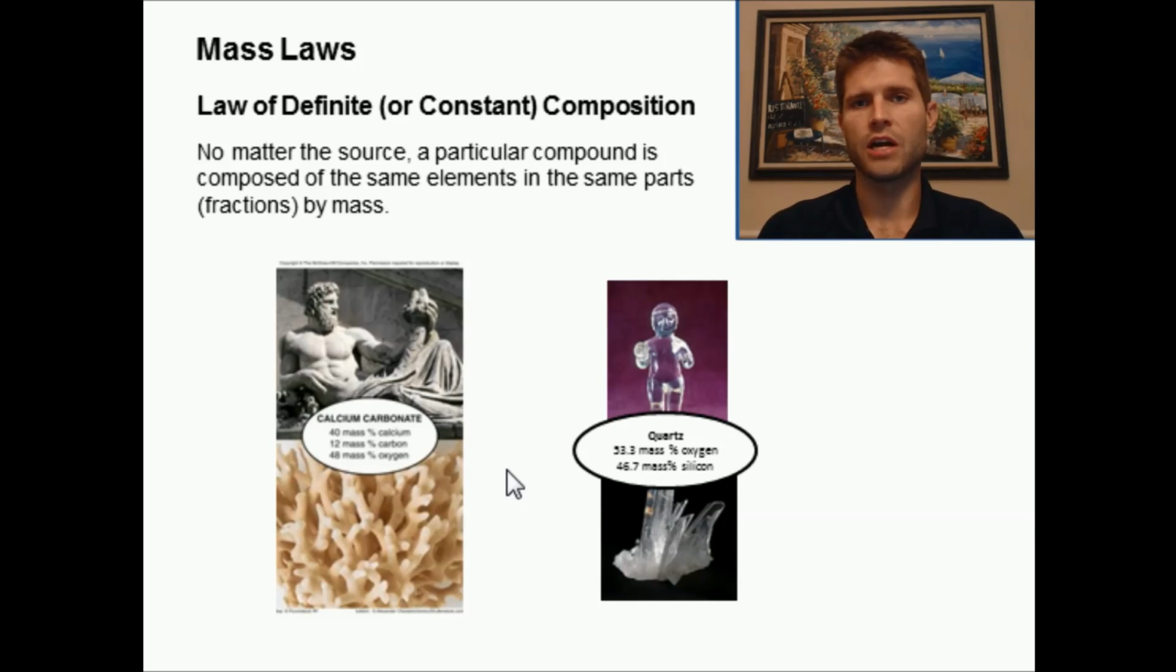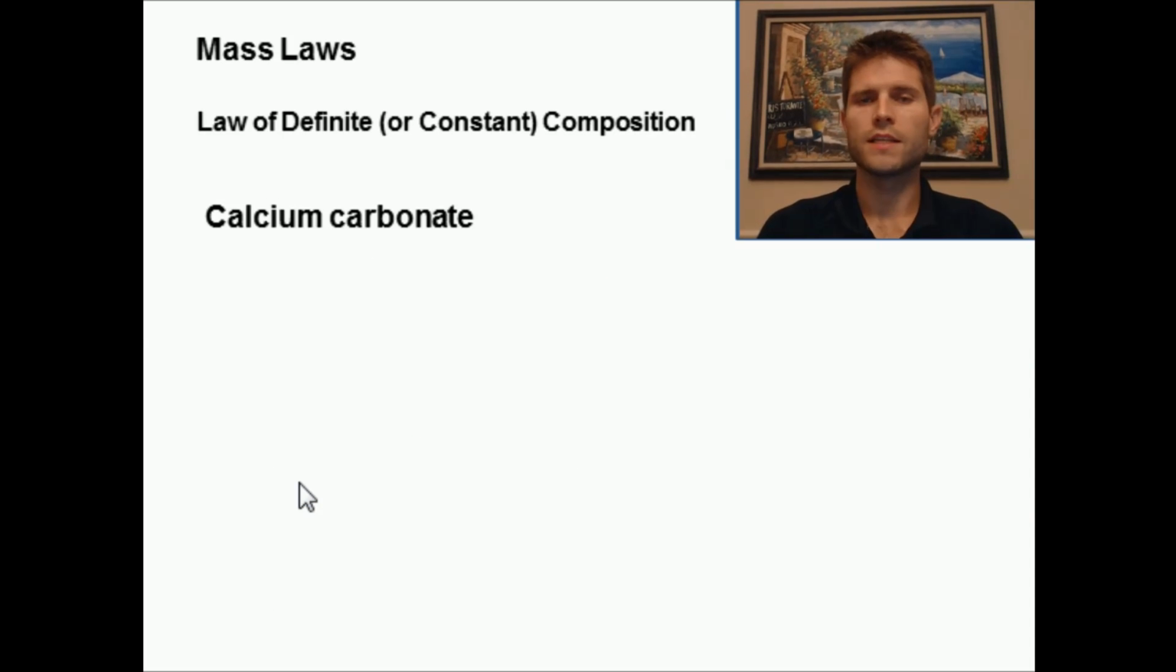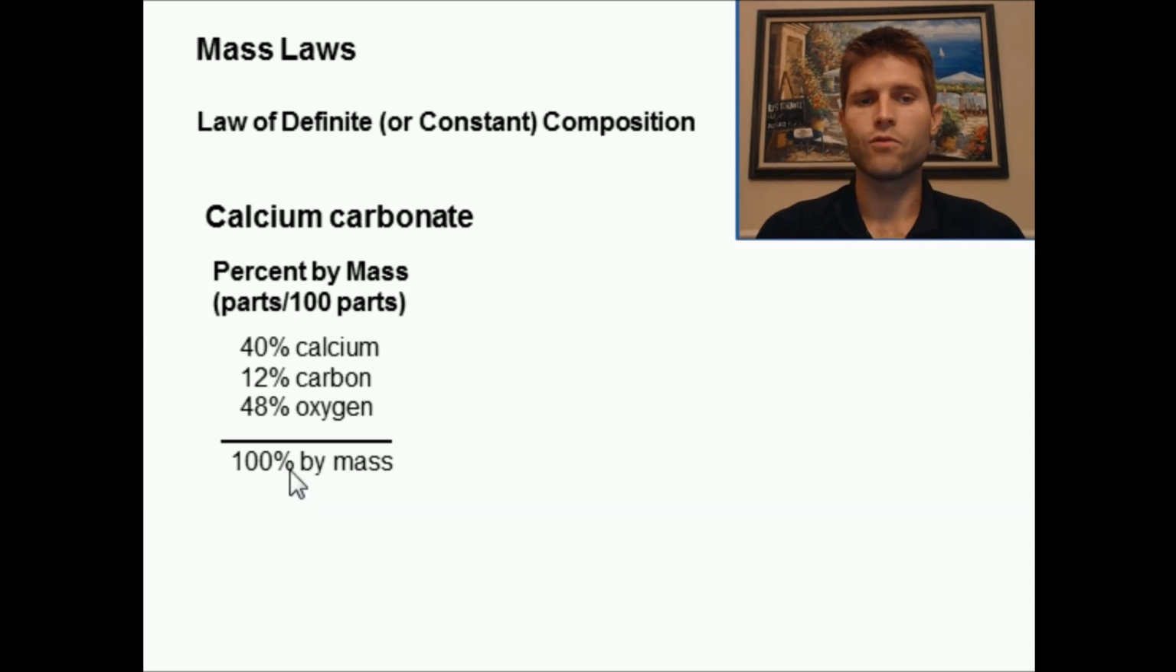And then we can figure out how much mass of each of the elements was present in a given sample. So this law, the law of definite composition, states that no matter what the starting point is, it's going to have the same chemical breakdown. So let's look at this calcium carbonate. The percent by mass is 40% calcium, 12% carbon, 48% oxygen.